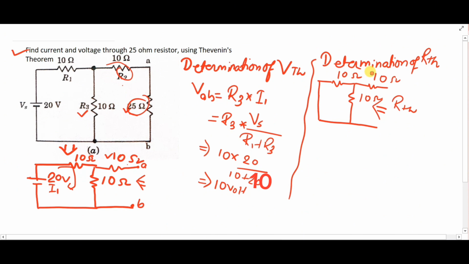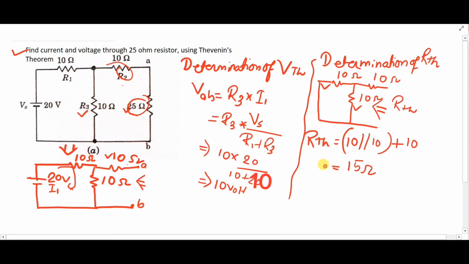Now from the given circuit, you have to identify the RTH. In RTH, we have to start from this end. We can see that this 10 ohm and this 10 ohm are in parallel with each other. That's why 10 is parallel with 10, and the resultant of those will be in series with this 10. Therefore our RTH will be 15 ohm.